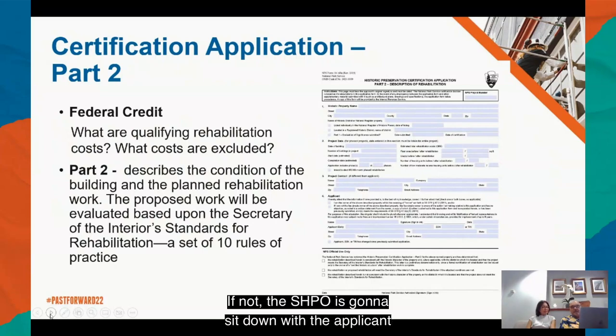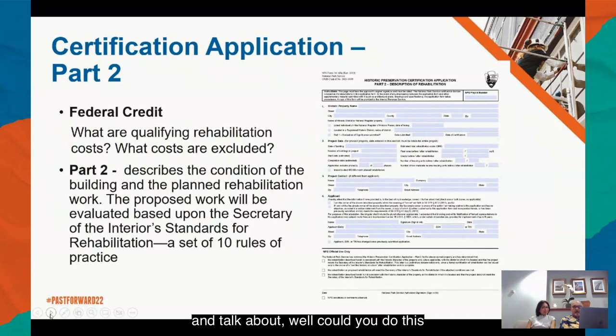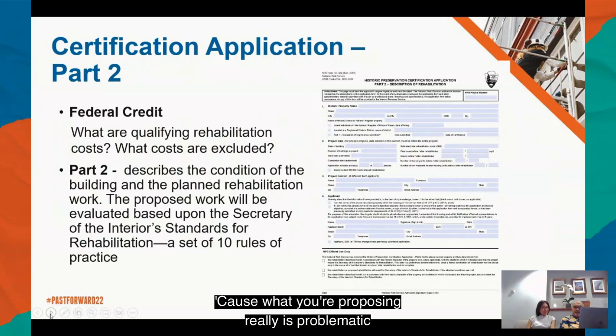If not, the SHPO is going to sit down with the applicant and talk about, well, could you do this instead of what you're proposing? Because what you're proposing really is problematic, and we'd like you to see an alternative considered here that fits better with the Secretary's standards.